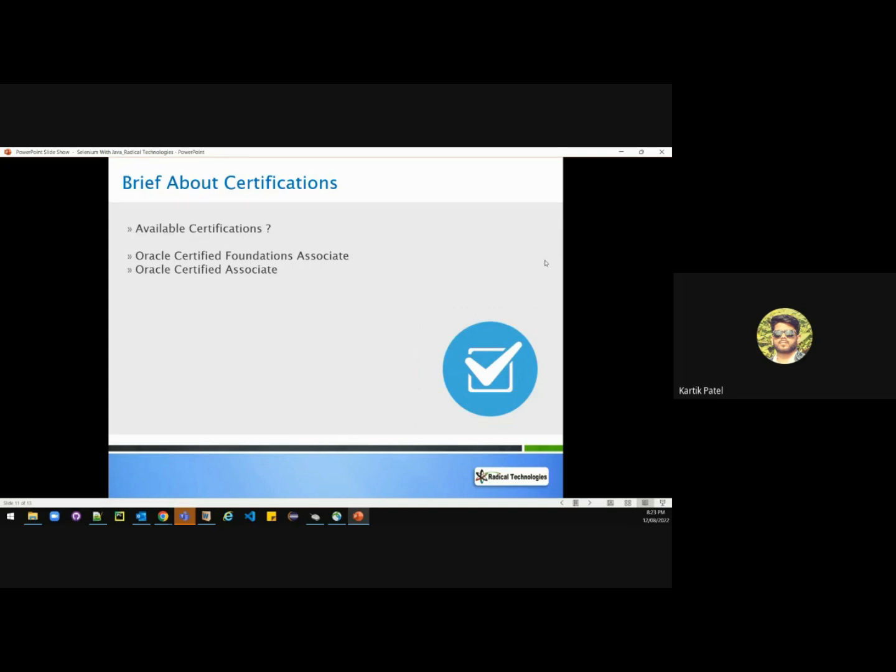There are certain certifications that are provided by Oracle. You could definitely try for the Oracle Certified Foundations Associate, which covers some of the basic concepts of core Java, and then you could also go with the Oracle Certified Associate. That is the second certificate you have.